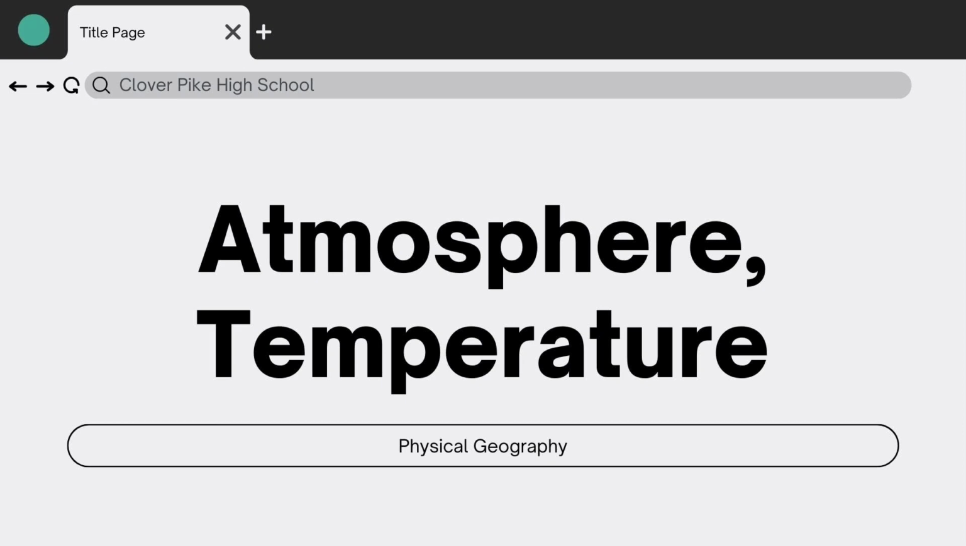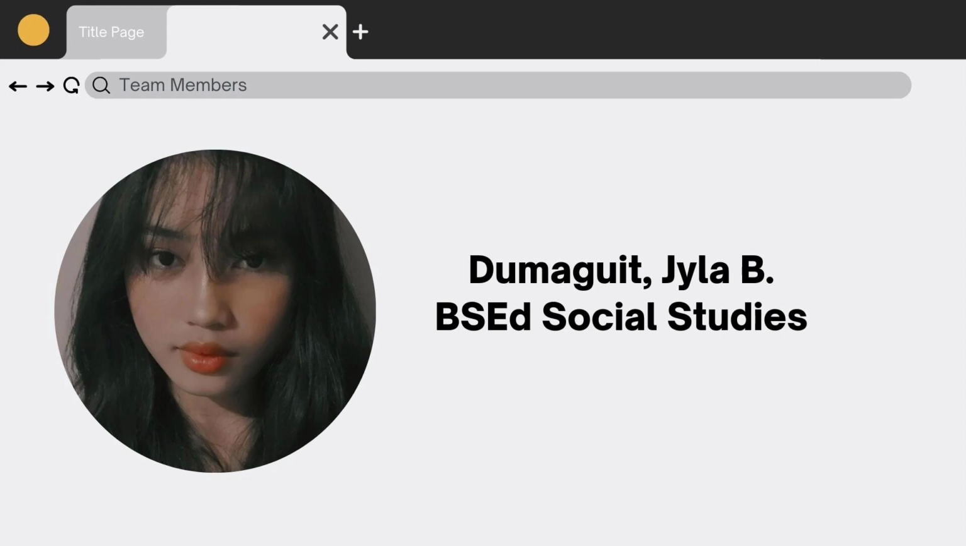Atmosphere temperature. I know all of us already have knowledge about atmosphere temperature since it was taught to us since junior high school. So now we're just going to dig again that information about atmosphere temperature that has been forgotten already.